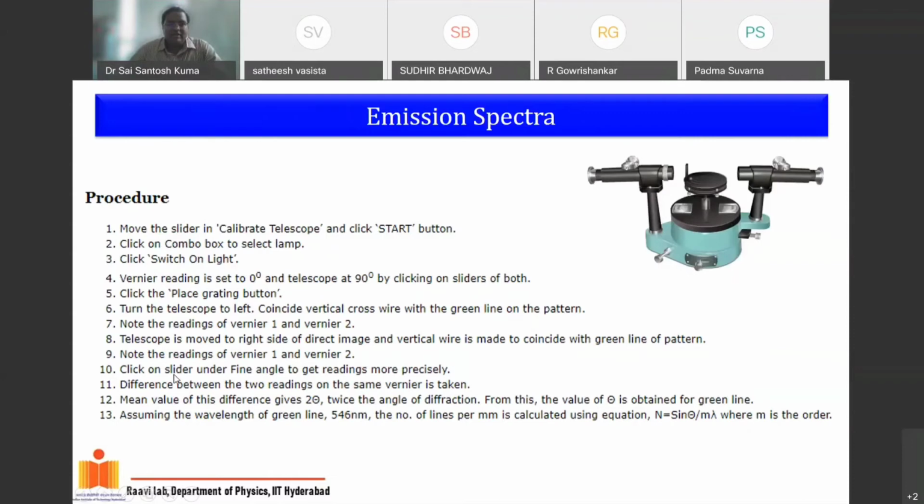Click on the slider under fine angle to get the readings more precisely. Okay. Take the difference between the two readings on the same vernier. The idea is that if it is diffracted, it should diffract by the same angle this side or that side. So you have the 2 theta there, and the mean value of this difference gives you 2 theta, twice the angle of diffraction. From this, the value of theta is obtained for a certain color.